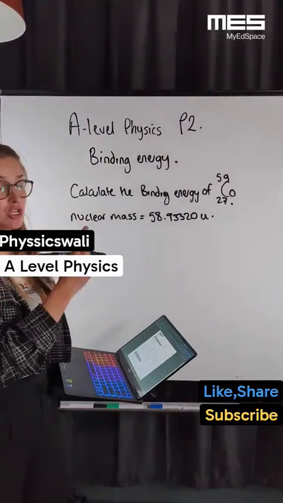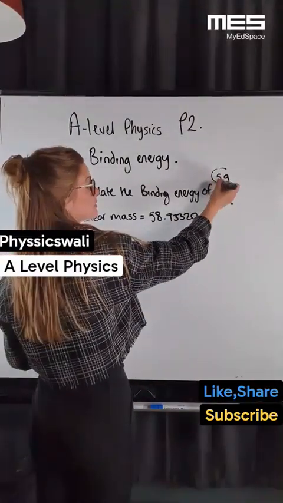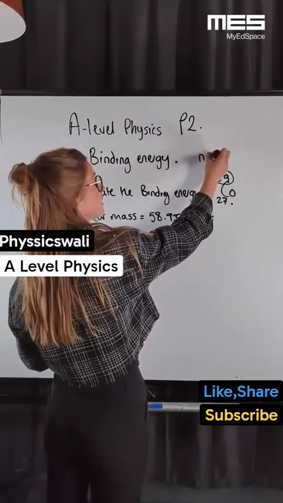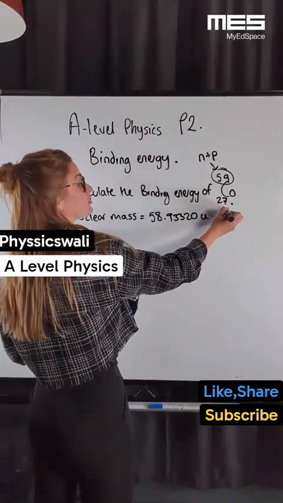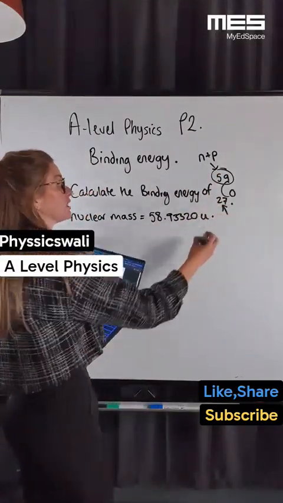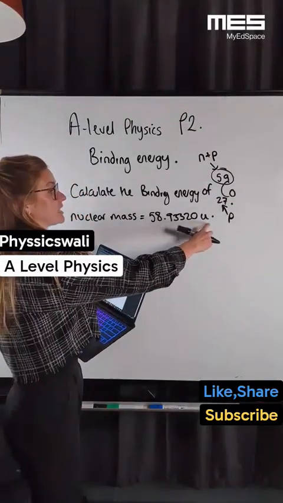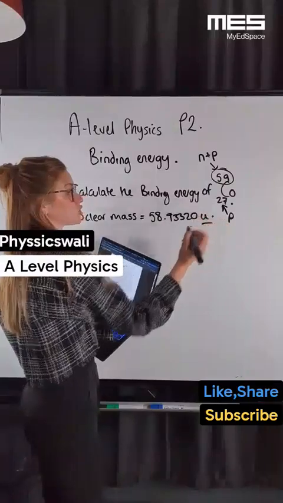Now you need to remember what these two numbers are. The top number is my mass number. The mass number is the total number of neutrons and the number of protons inside the nucleus. And the bottom number is the atomic number. That is the number of protons inside my nucleus. Now they give me the nuclear mass in U. U stands for atomic mass unit.